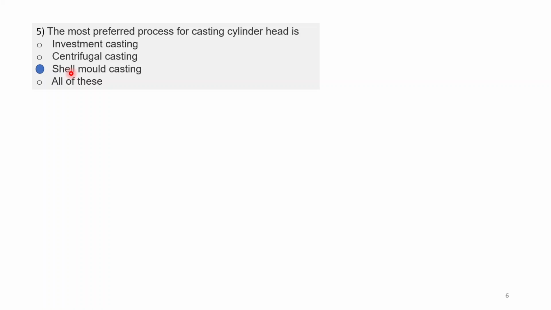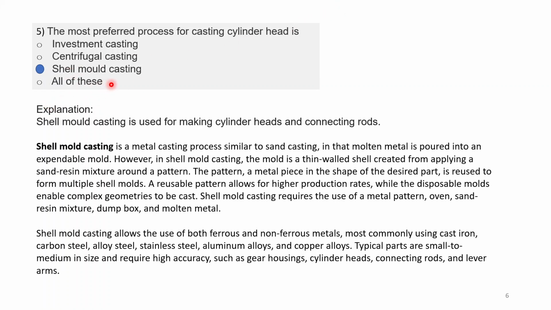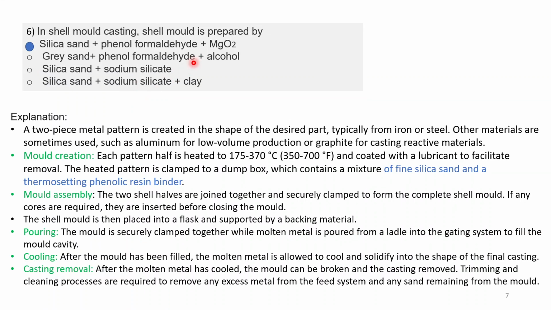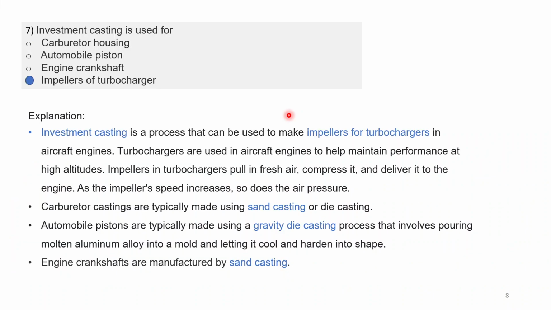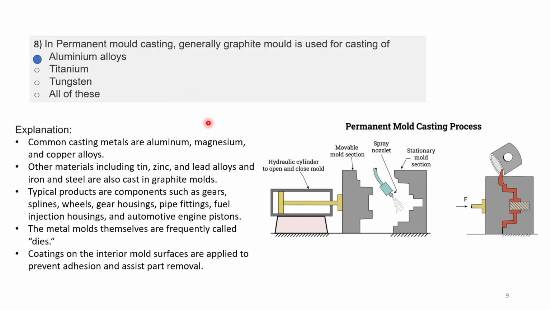The most preferred process for casting a cylinder head is shell mold casting. Shell mold casting is prepared using silica sand, phenol formaldehyde as binder, and MgO. Investment casting is used for the impellers of turbochargers. Another was permanent mold casting. Aluminum alloys have a lower melting point, so they can be easily made using permanent mold casting. For higher melting temperature ones, you go for sand casting.